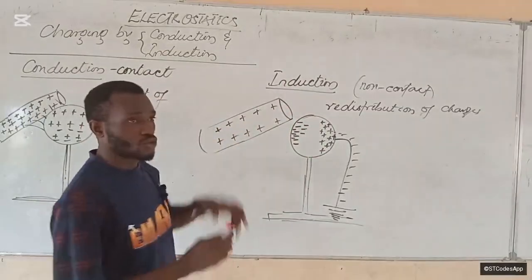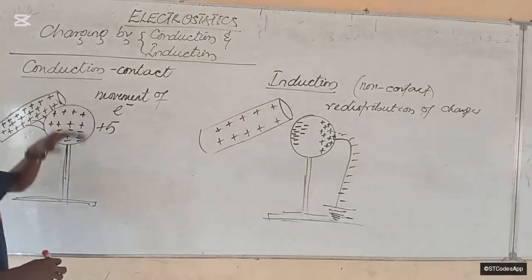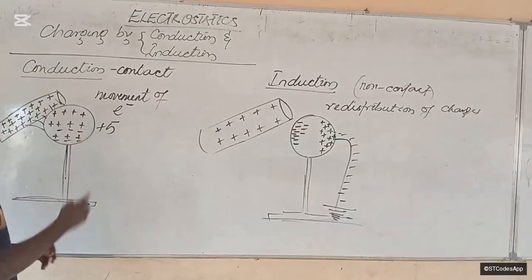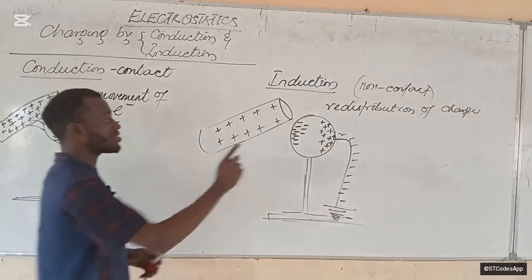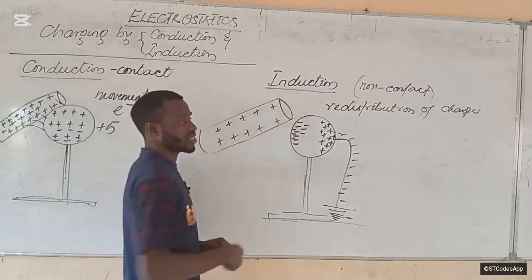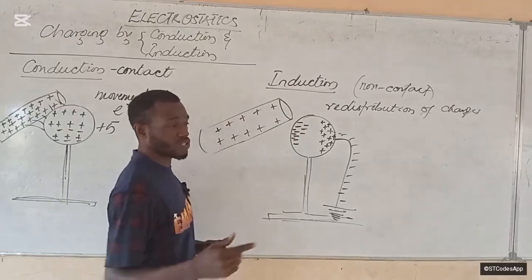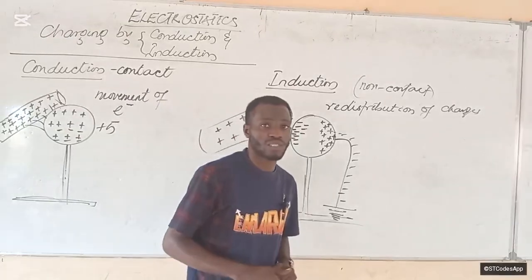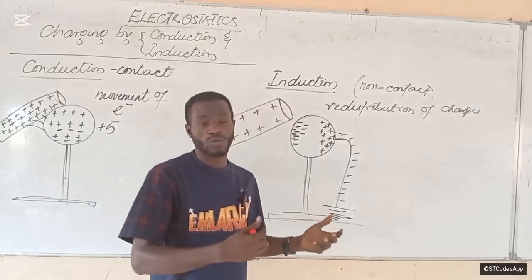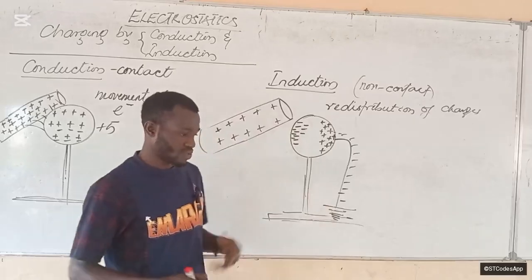Is that clear? You see that with conduction charging, the charged body gets the same polarity as the charger, while in induction charging, the charged body gets the opposite polarity of the charger. All right, so that is it for charging.